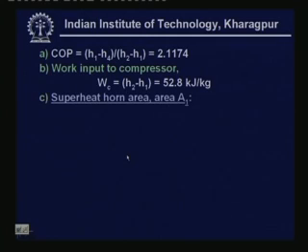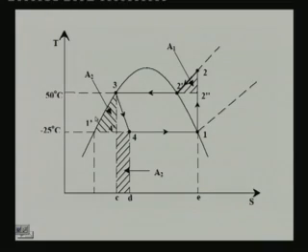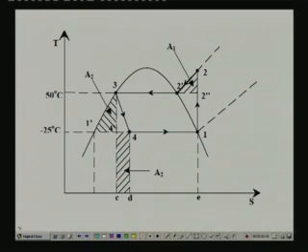Then we have to find the superheat horn area. Superheat horn area is area A1, and it is nothing but area under 2 dash minus area under 2 double dash to 2 dash. Let me explain this. So, this is the superheat horn area, the hatched area.